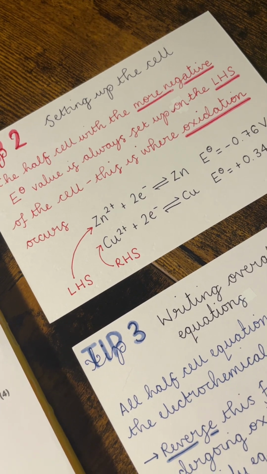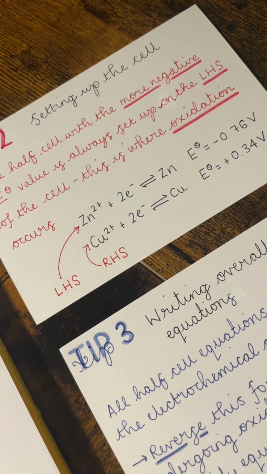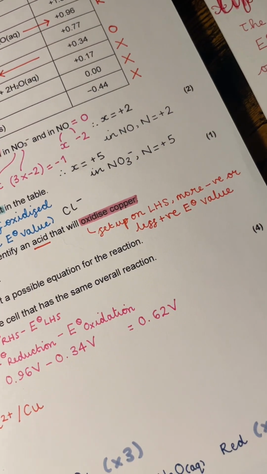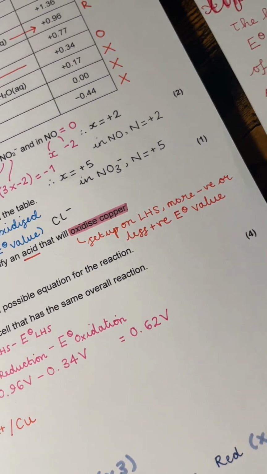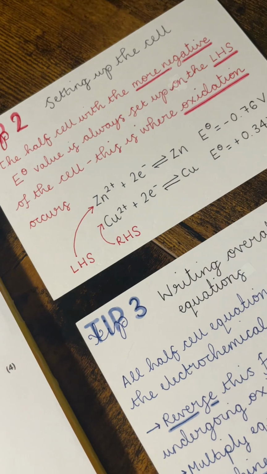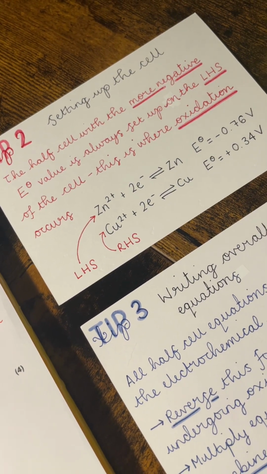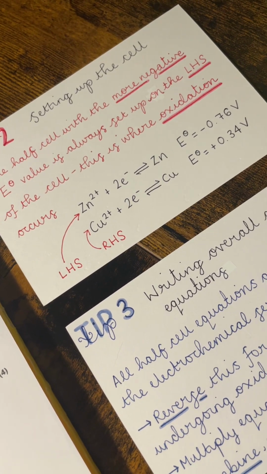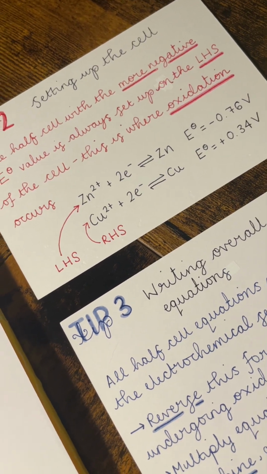So we need to understand which half cell is going to go on the left hand side and which is going to go on the right hand side, and it's always oxidation that occurs on the left hand side, and in our question we are wanting to oxidize the copper, and it is always the more negative E0 value. Now if the values are not negative, it will be the less positive one that would undergo oxidation.